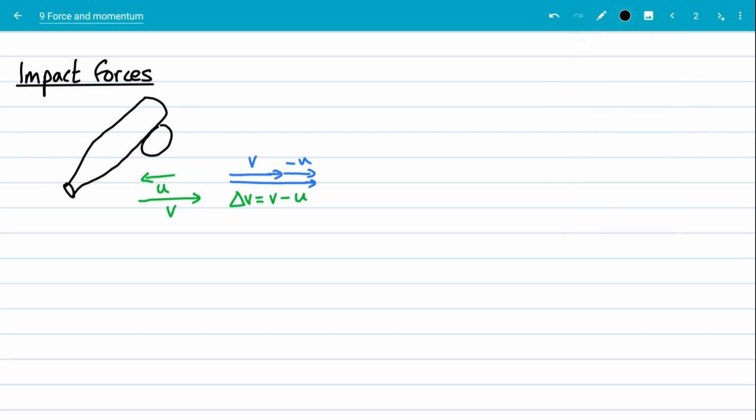The ball deforms, and so there is a duration of collision. I'm reluctant to call it a time, and I've already talked about why that is in a previous lesson, so I don't want to go into that again now.